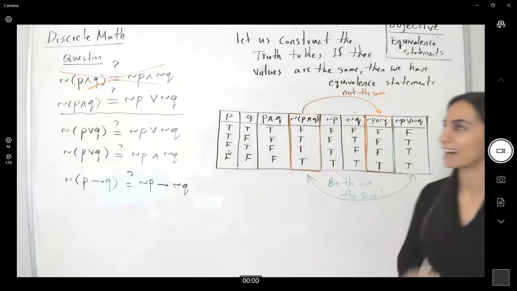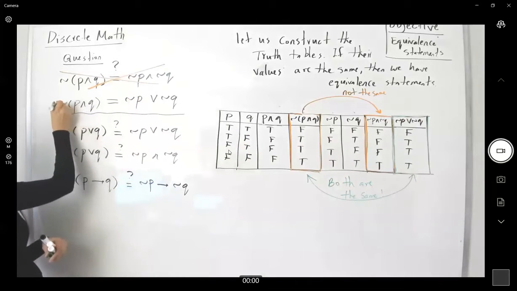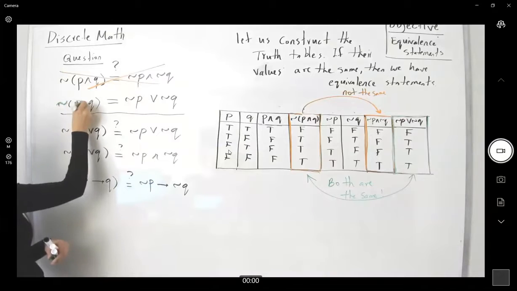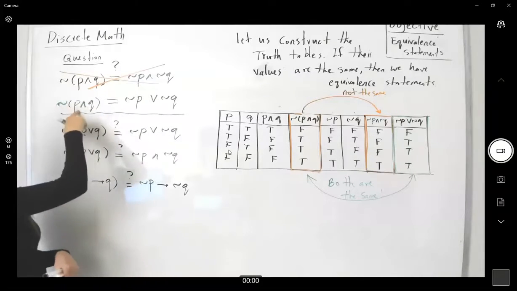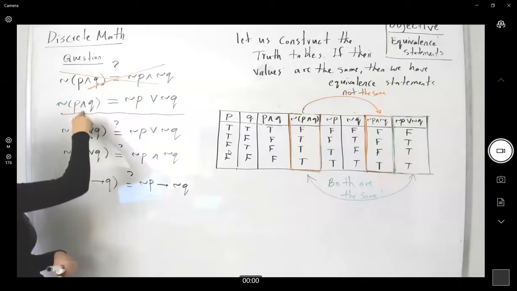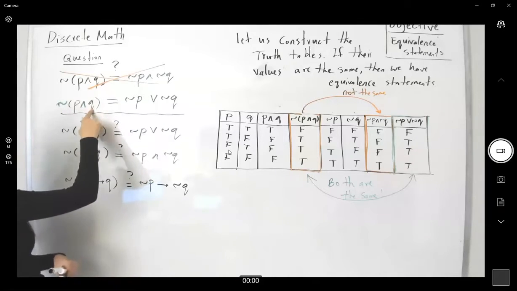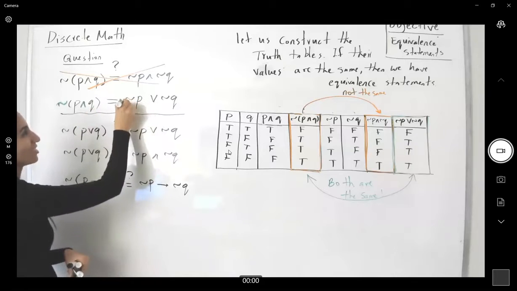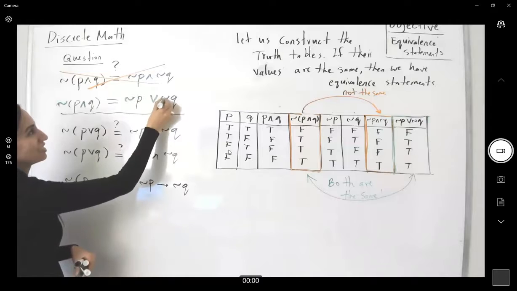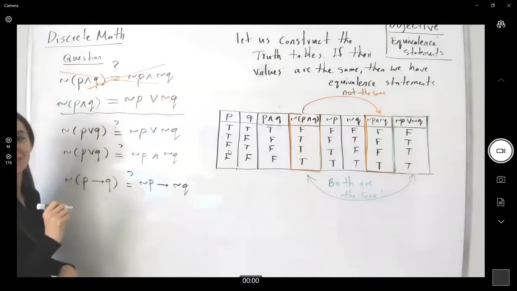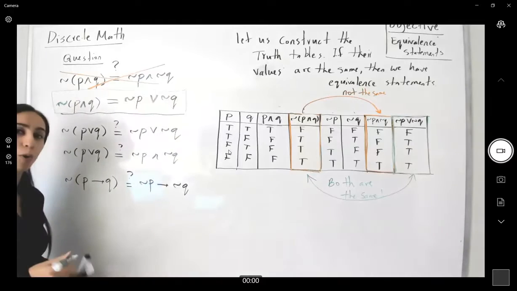What's the meaning of that? It means that if I distribute negation over and, it's going to be the same as the negation of the first statement, the negation of and, which is or, and the negation of the second statement. So not P or not Q. This is one of De Morgan's laws.